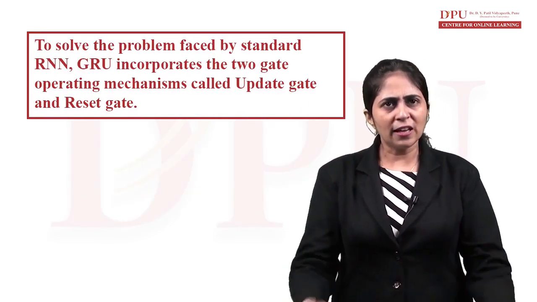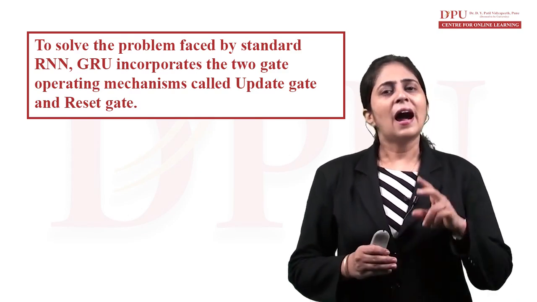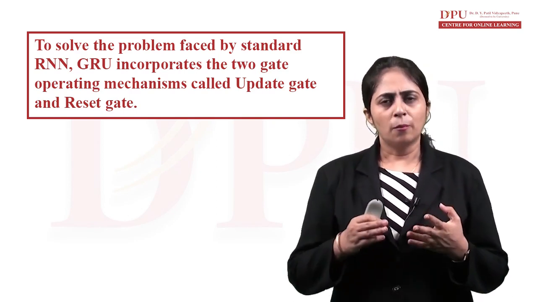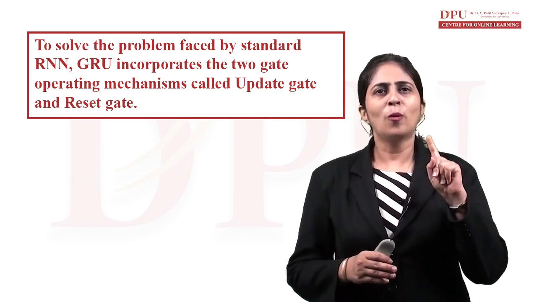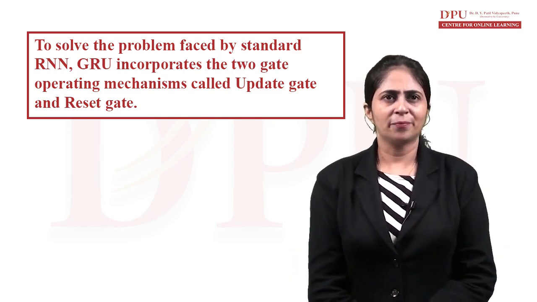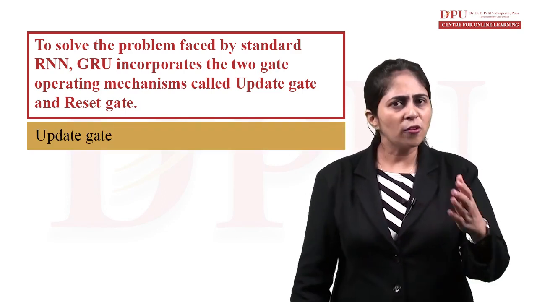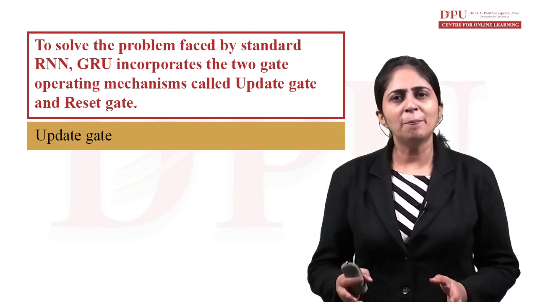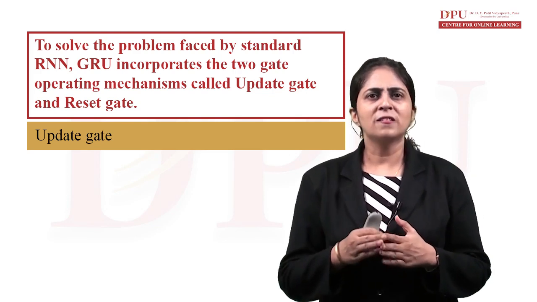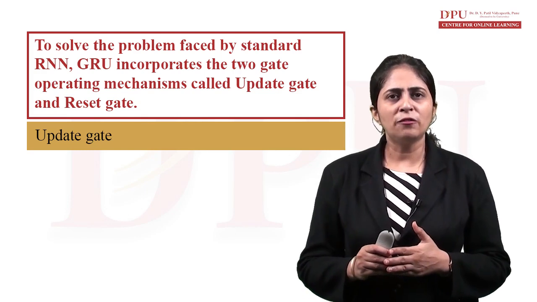Basically, to solve the problem that is faced by our standard recurrent neural network, our GRU incorporates two gates. Basically, we have 2 gates. One is the update gate and the second is the reset gate. The update gate is responsible for determining the amount of previous information that needs to pass along to the next state. So what is this update gate doing for us?